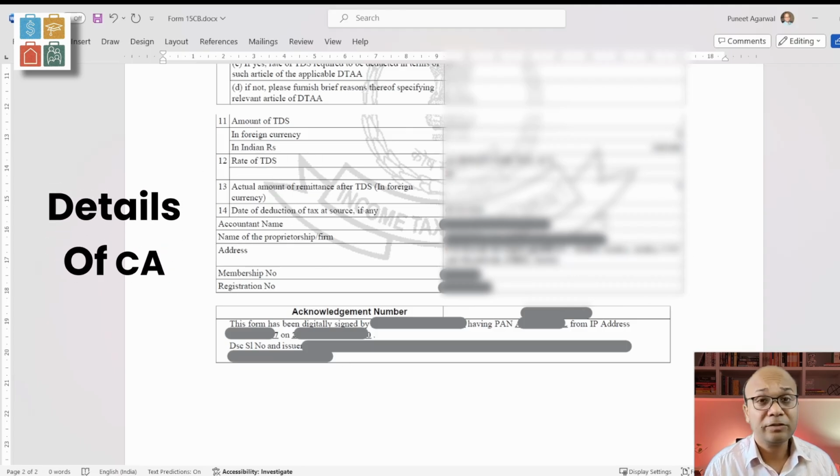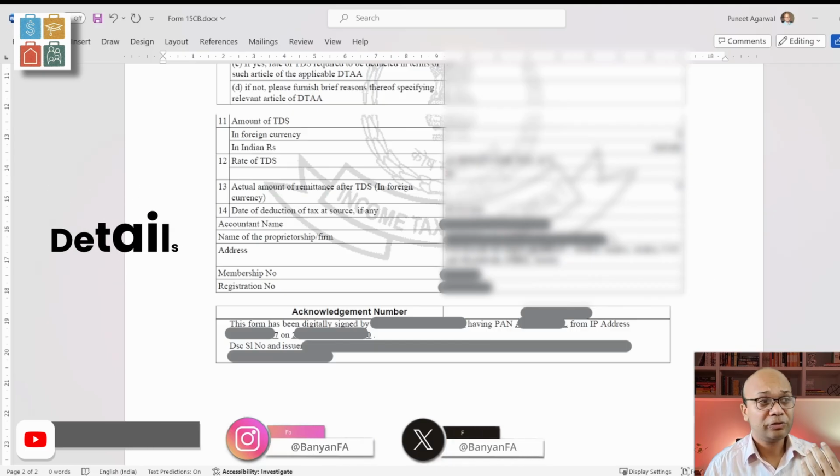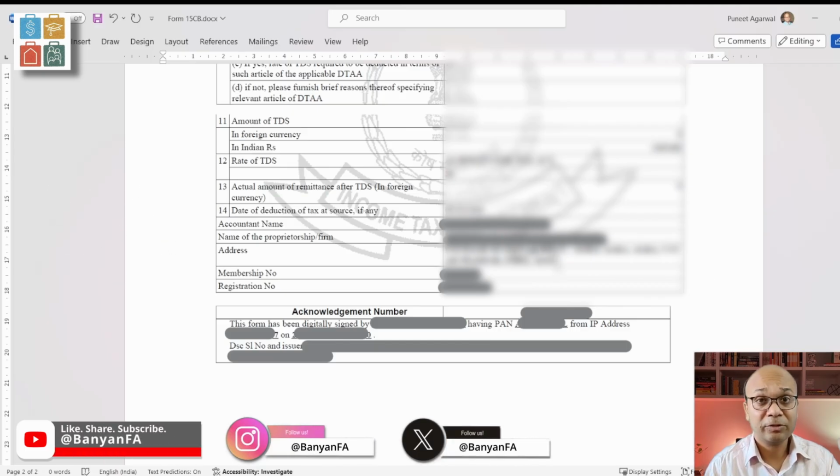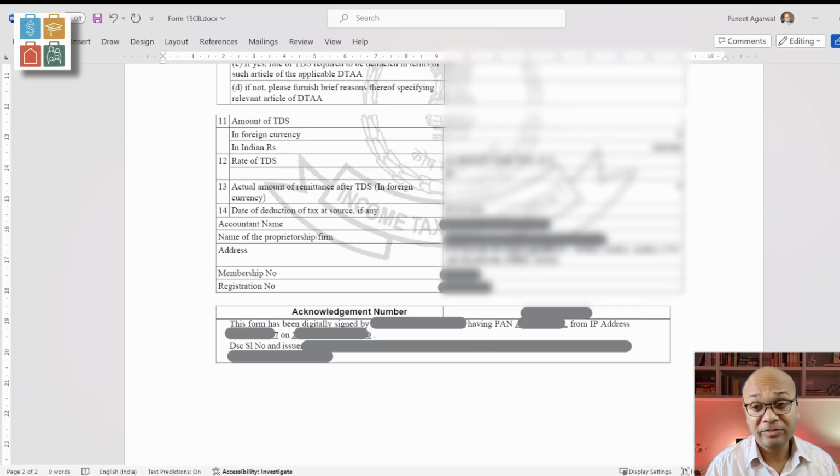And finally, the details of the chartered accountant, which show the address of the chartered accountant and the specific identification under which he's giving his certificate. So this is what 15CB is, very, very critical.